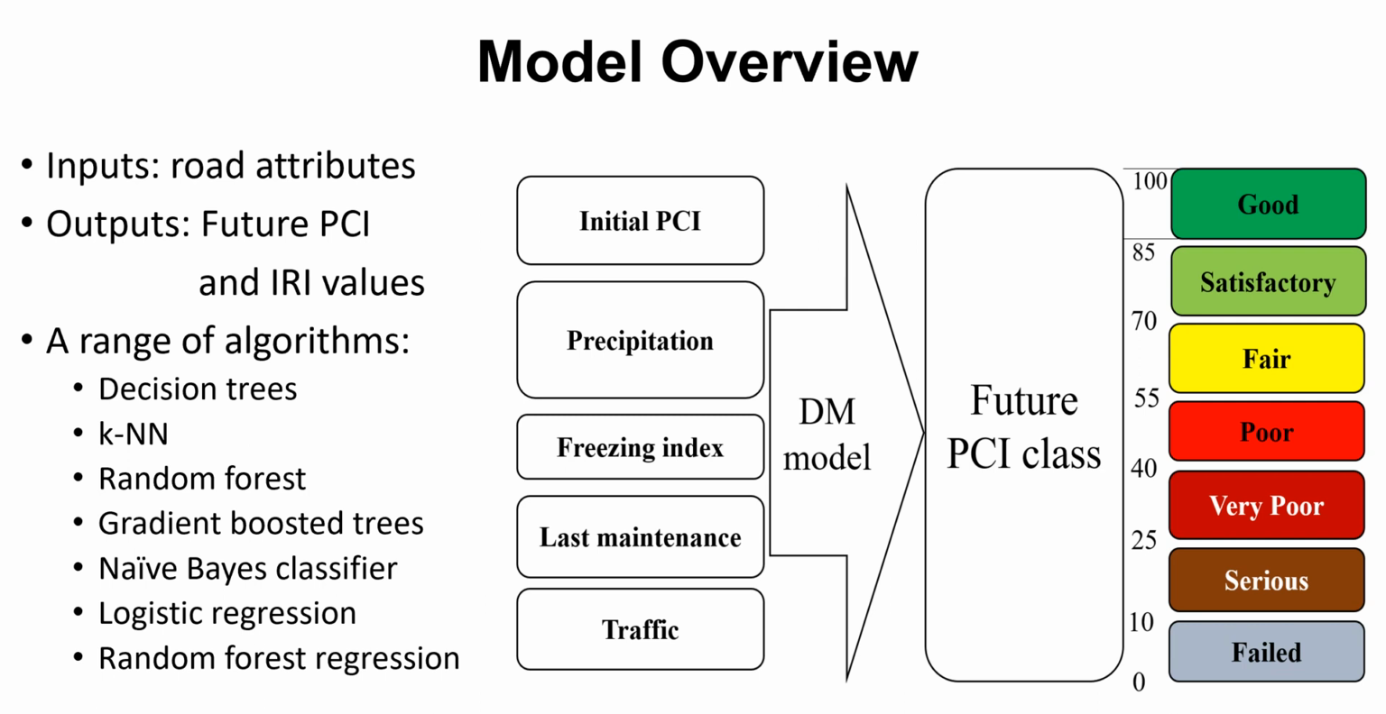I trained a range of different algorithms: decision trees, random forest, gradient boosted trees, KNN, regression, logistic regression, linear regression, random forest regression, and all of that. I'll talk about a few of them and some of their differences in this presentation.